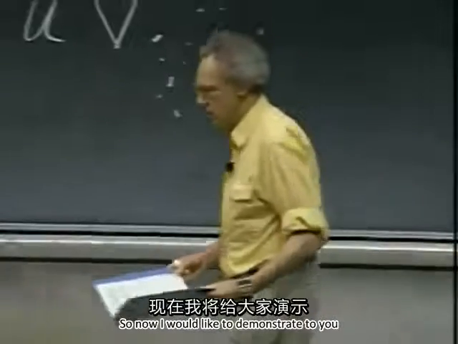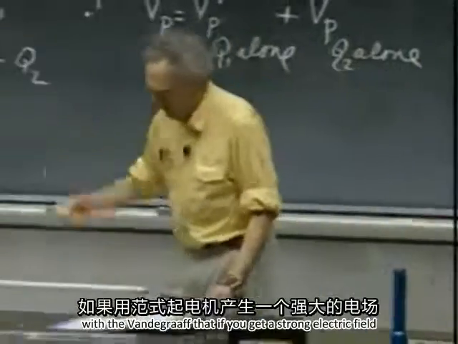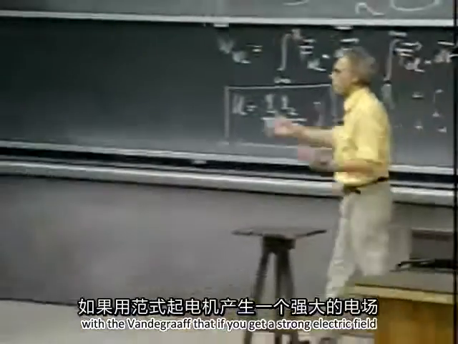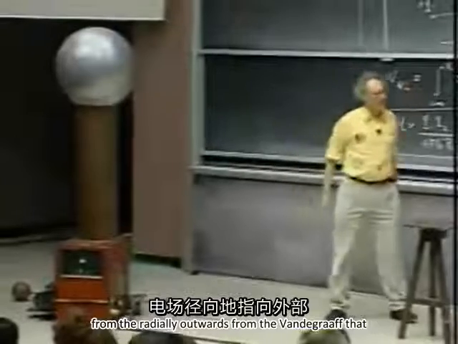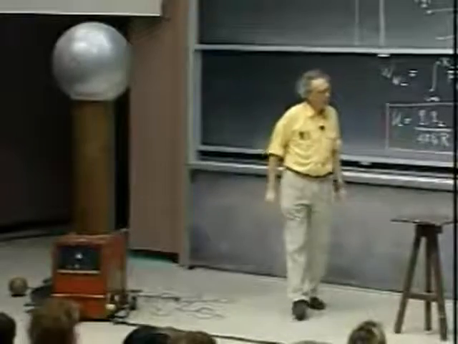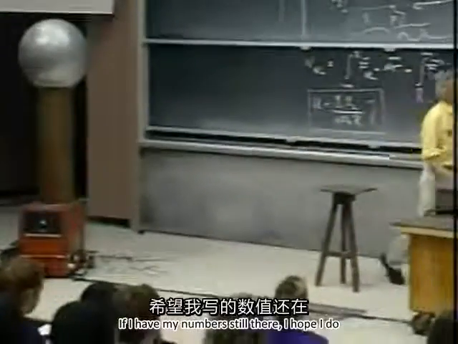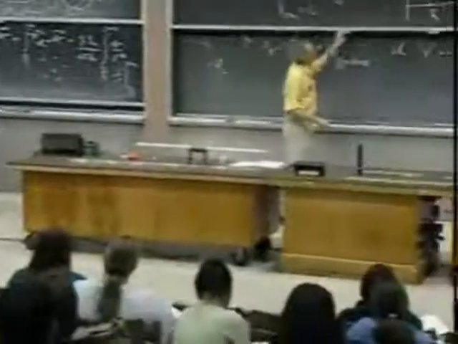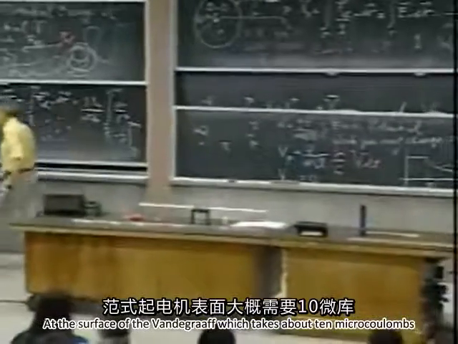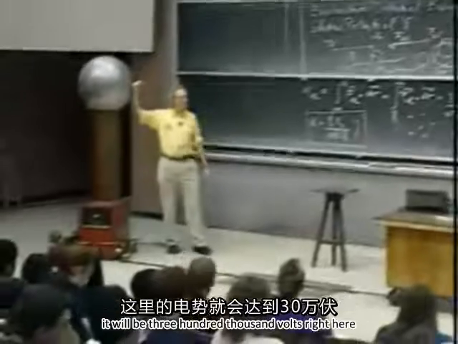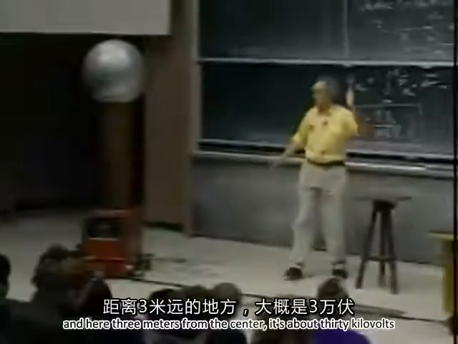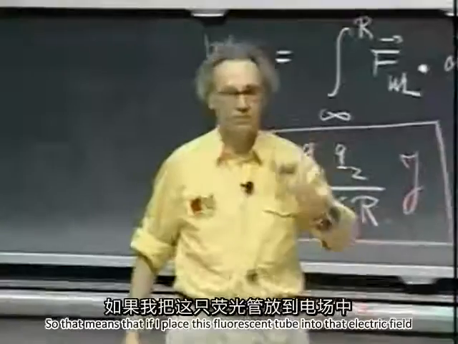So now I would like to demonstrate to you with the Van de Graaff that if you get a strong electric field radially outwards from the Van de Graaff, you get a huge potential difference between this point here and this point there. If I have my numbers still there, I hope I do, there they are. At the surface of the Van de Graaff, which takes about 10 microcoulomb, it would be 300,000 volts right here. Here it would be 150,000 volts. And here, 3 meters from the center, it's about 30 kilovolts.